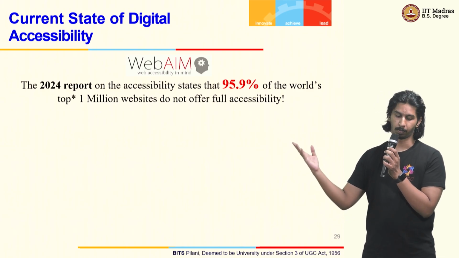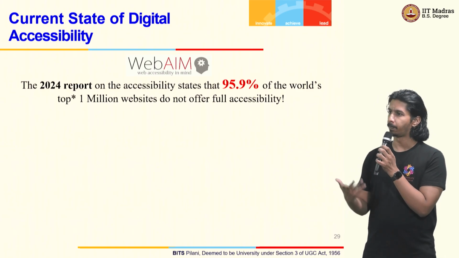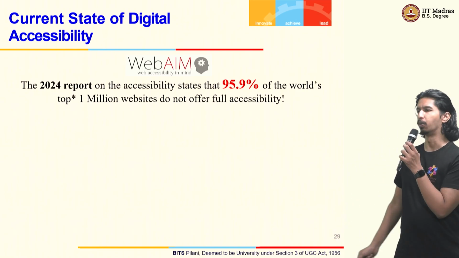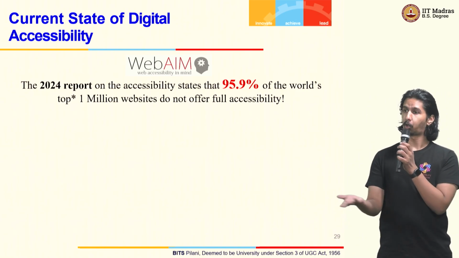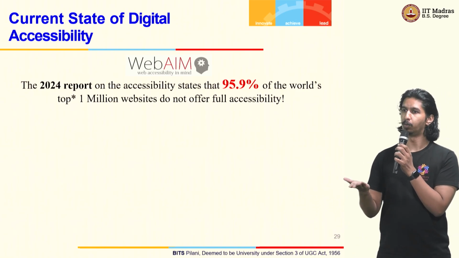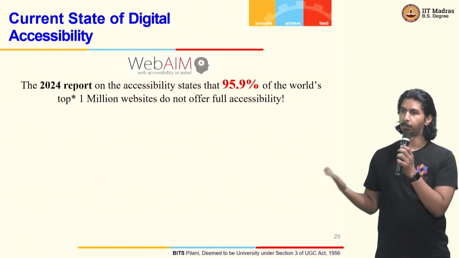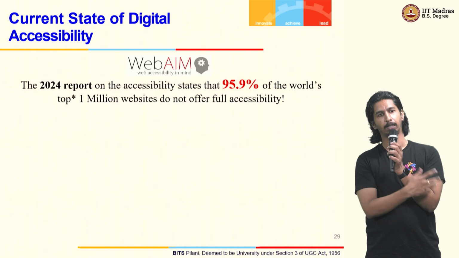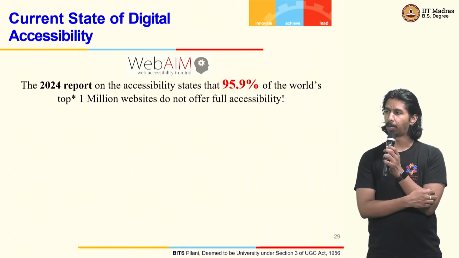And the results are 95.9% are not complying to those guidelines. Why is it so? Why do you think these are all top websites, right? They are day in and day out used by people across the world, but these are not accessible. So why is it not accessible? Any idea why that could be? Yeah, awareness. Yeah, very good.